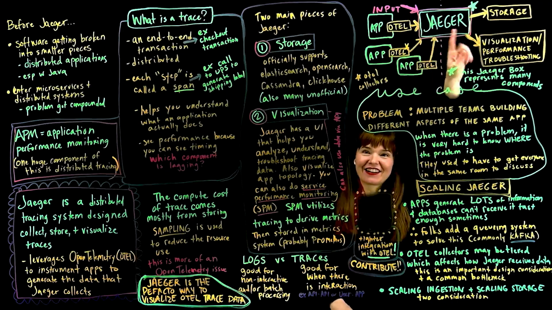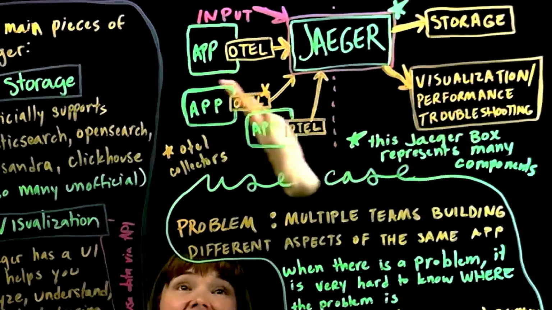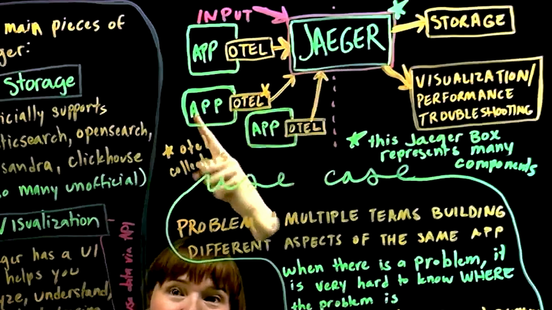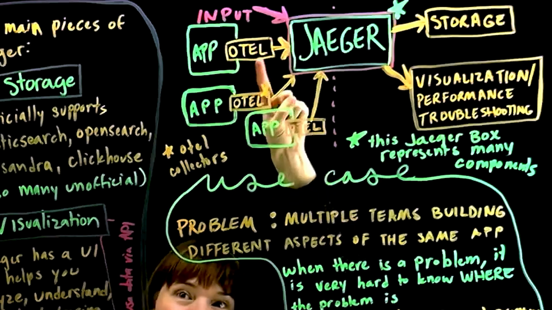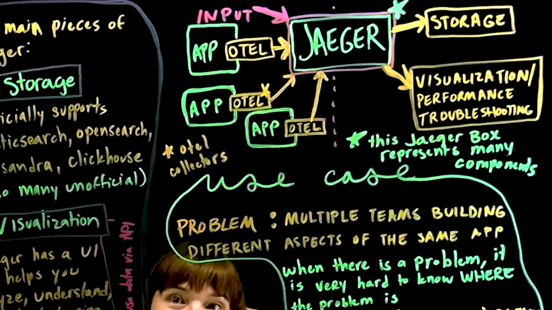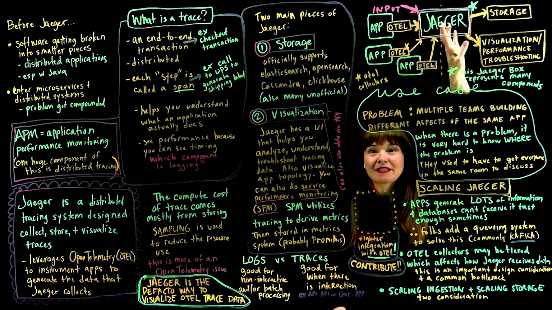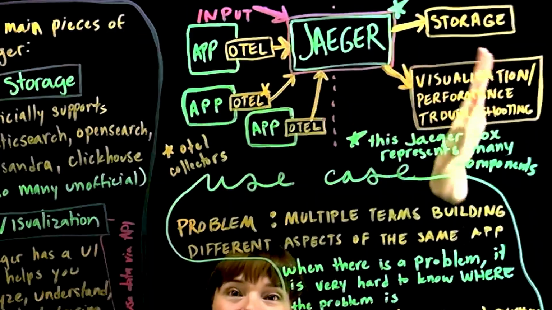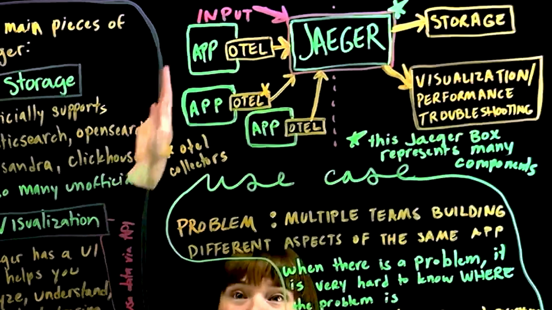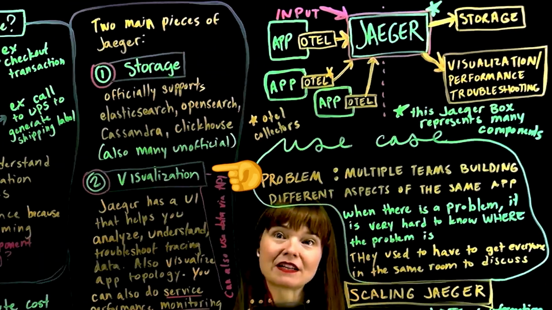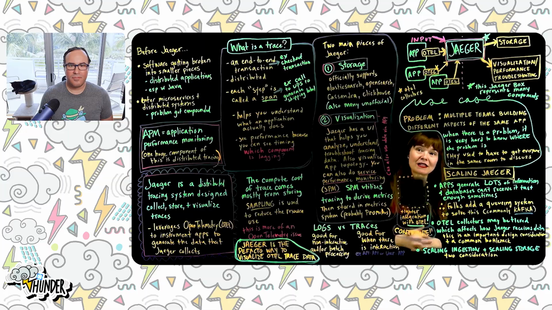So we have Jaeger. This diagram represents the inputs. So the inputs are applications that are each using OTel to output the data, application-specific data. And then our output, we have two outputs. So let's talk about these two outputs of what's happening with Jaeger. So what's the first one?